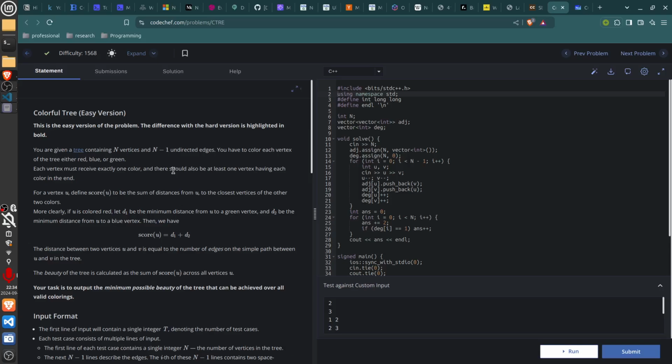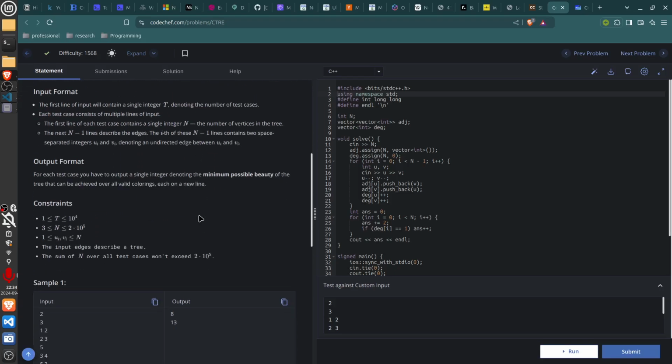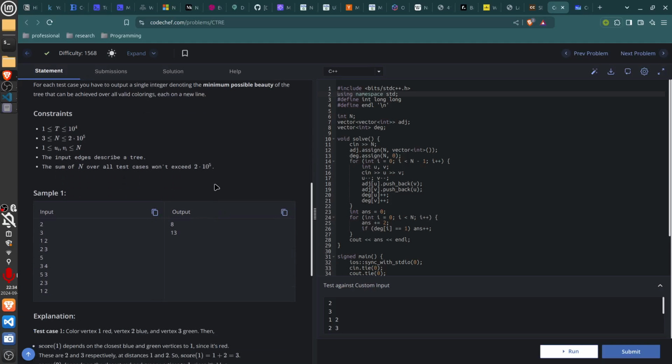But you want to do it in a way such that you minimize the sum of this score, where this score is basically the calculation of the minimum distance to the other 2 colors. So if a vertex is green, it's the minimum distance to a node that's colored blue and a node that's colored red. So it's the nearest blue and the nearest red vertex to that green vertex. I'll draw it out a bit more. And you just want to minimize this value. And the hard version just asks you to count, which is a lot more tricky.